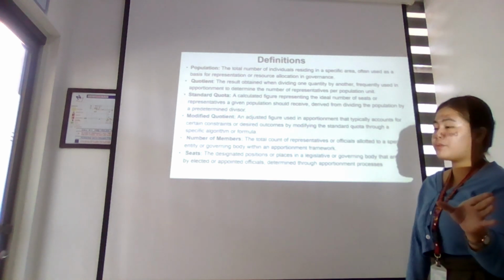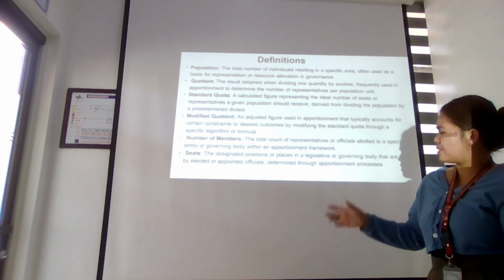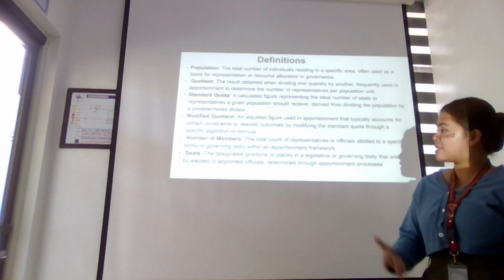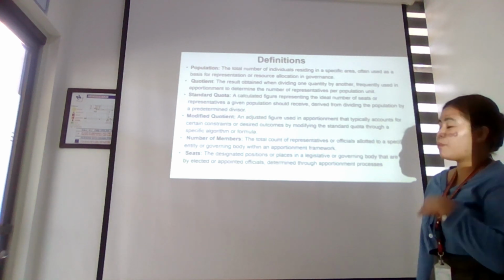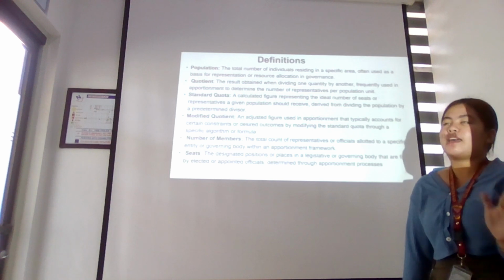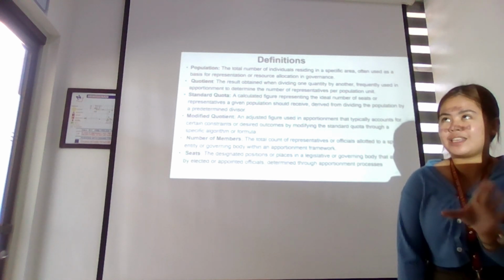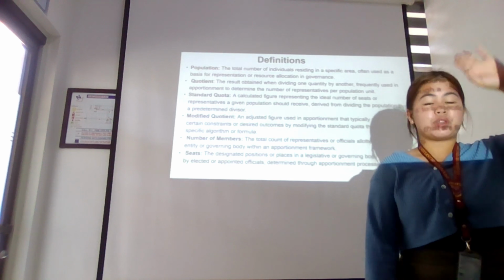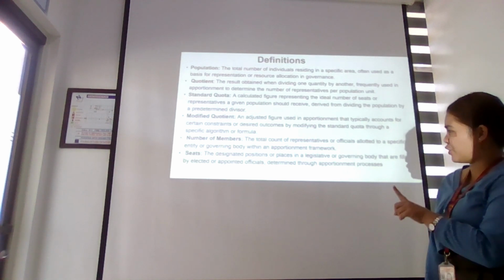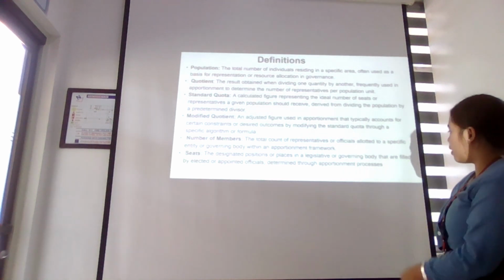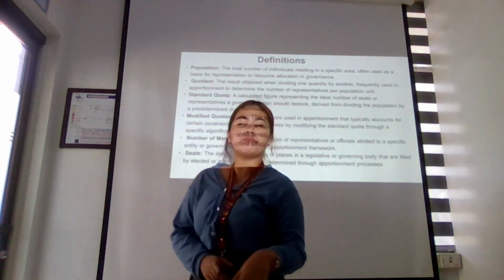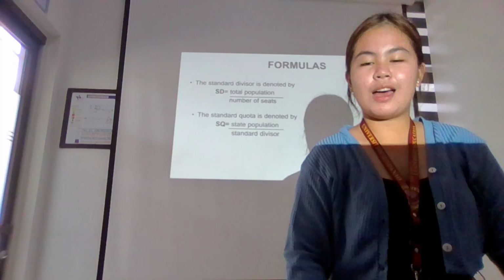Next is the number of members. Number of members is the total count of representatives or officials allotted to a specific entity or governing body within an apportionment framework. It is also called the number of representatives. NOR stands for number of representatives, the term that we are going to use later. Next is the seat. Seats are the designated positions or places in a legislative or governing body that are filled by elected or appointed officials, determined through the apportionment process.